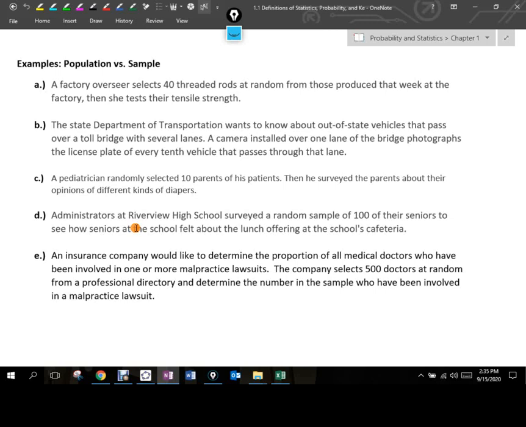When they're doing this, okay. So what is the sample? I think that might be in this question the easiest thing to look at. What are we sampling? What group became the sample? What's the smaller group up there? The 40 rods. Okay, the 40 rods chosen that week. So that means the population had to be all rods that were made that week. Does that make sense? Okay.